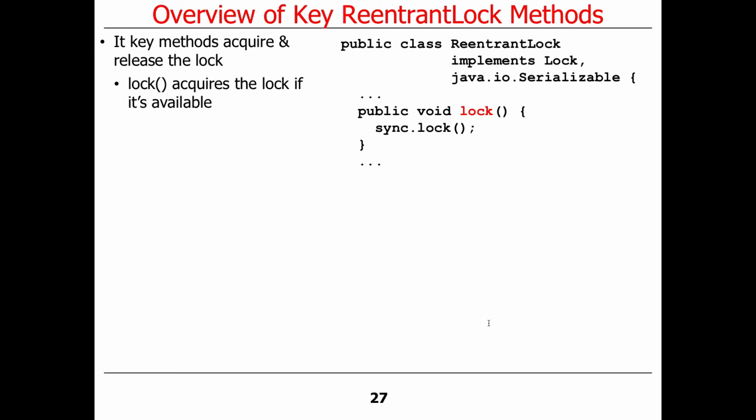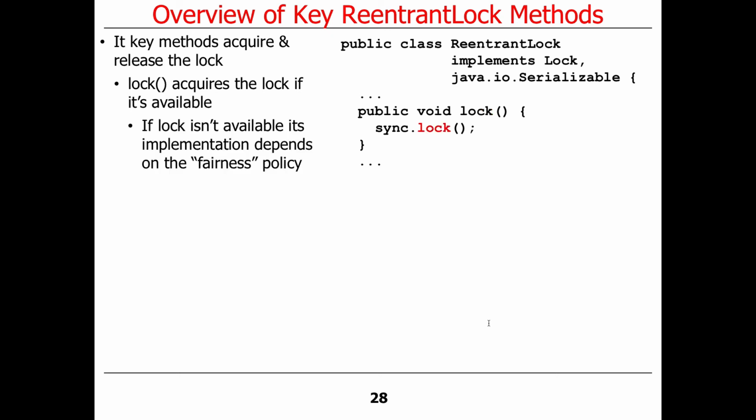It just basically acquires the lock if it's available. If it's not available, it just waits, kind of goes and spins a little bit, and then probably parks itself pretty fast. Now, what happens when the lock is not available depends on the fairness policy. So there's different things that happen in the implementation. And if we have some time later, I'll show you the code. It's really cool.